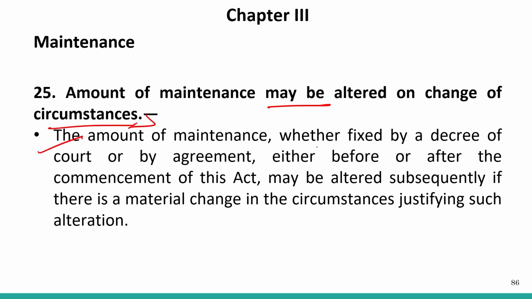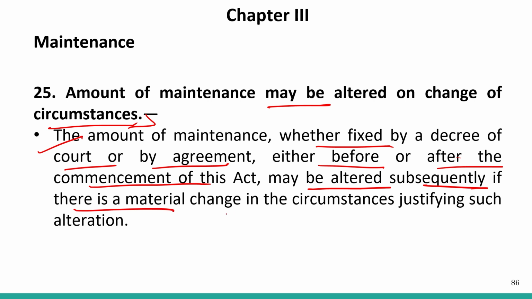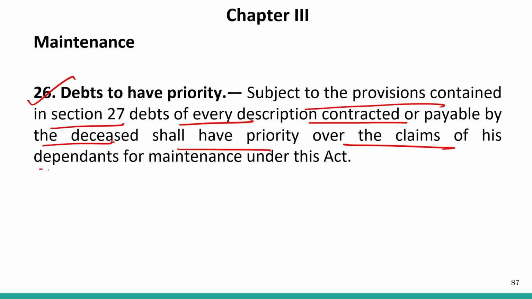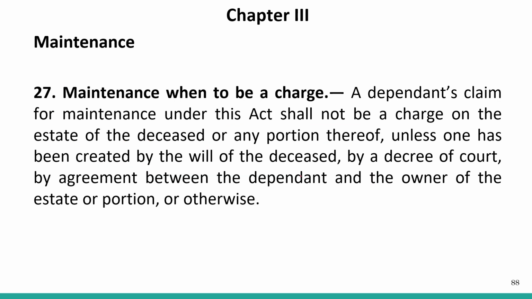The amount of maintenance, whether fixed by a decree of court or by agreement, either before or after the commencement of this act, may be altered subsequently if there is a material change in the circumstances justifying such alteration. Debts have priority, subject to the provisions contained in section 37. Debts of any description contracted or payable by the deceased shall be prioritized over the claims of the dependents for maintenance.